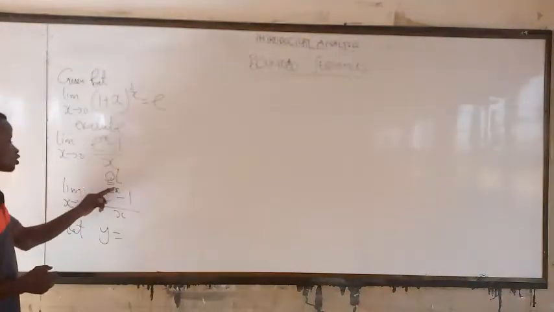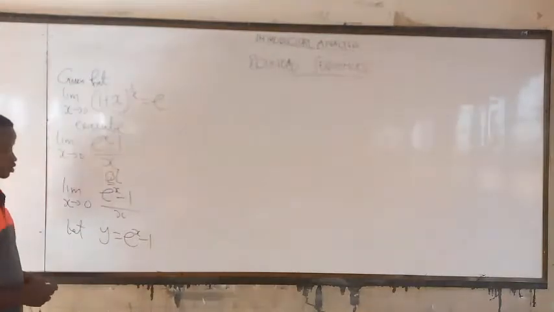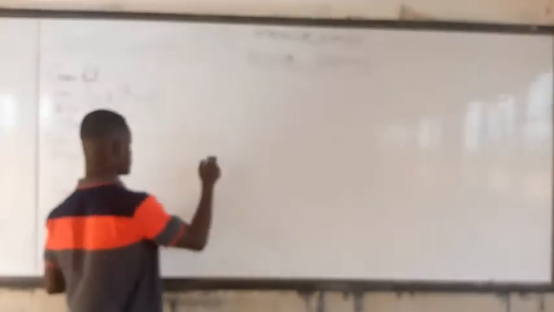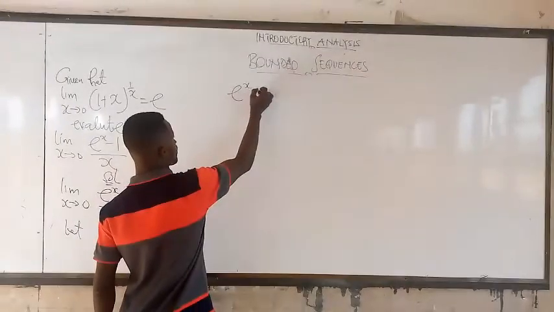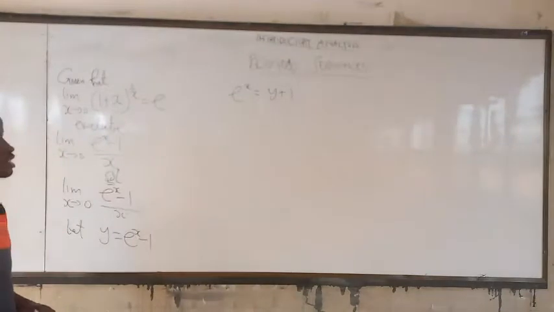So here we are going to let y be equal to the whole of the numerator, which is e^s - 1. Alright. To make e^s the subject, we get e^s equal to y + 1, by sending this to this side.